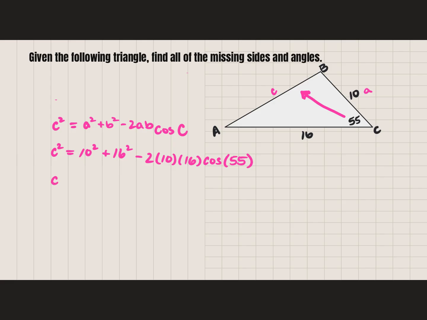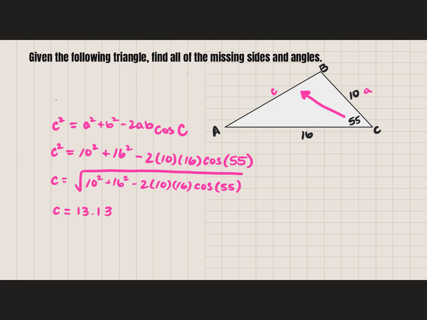Okay, if I want to solve for C, I'm going to then square root both sides. So rewrite the square root of 10 squared plus 16 squared minus 2 times 10 times 16 cosine of 55. And if I type that into my calculator, I will get 13.13223... And for now, I can round that to 13.1, okay?